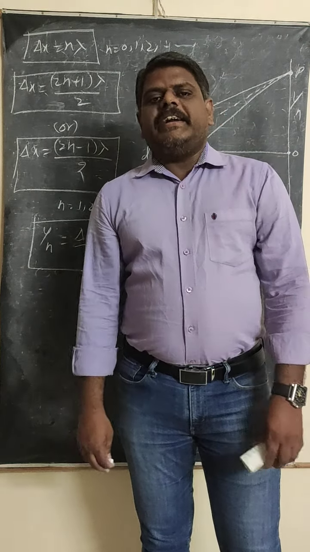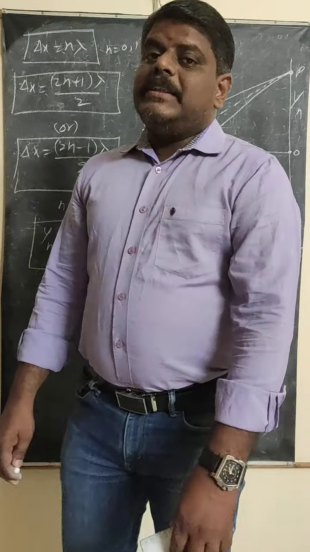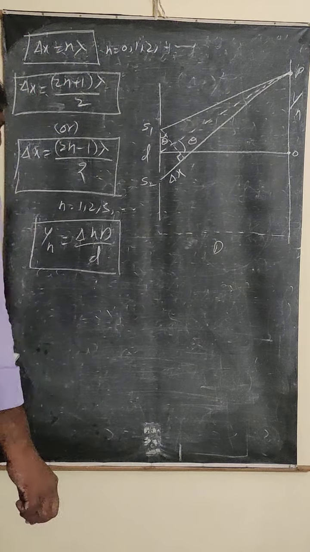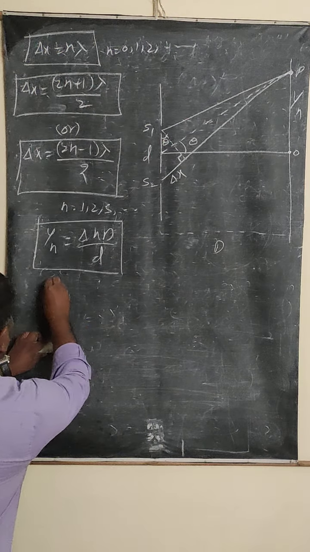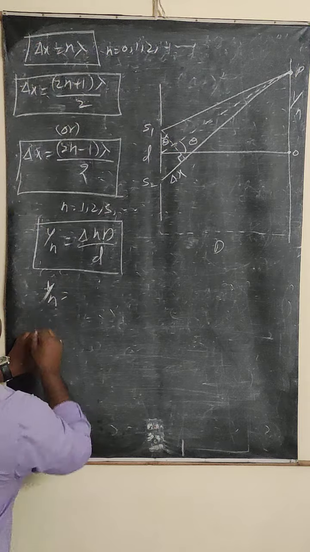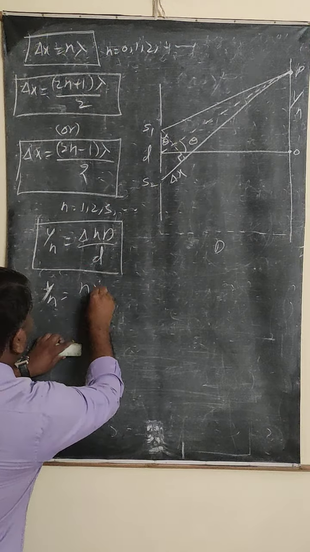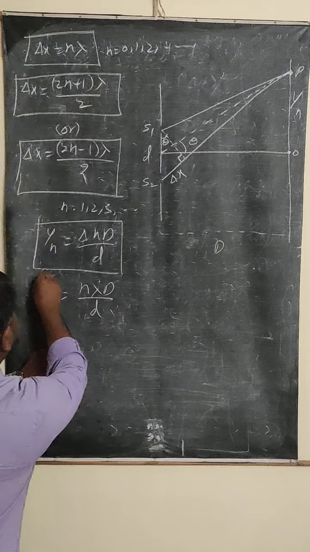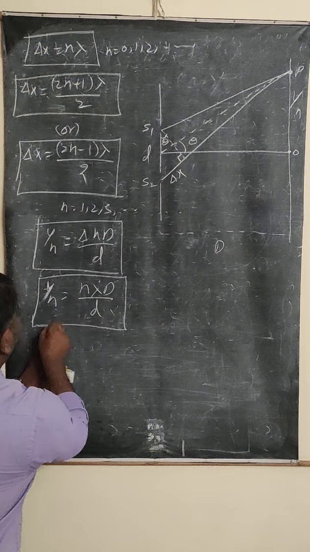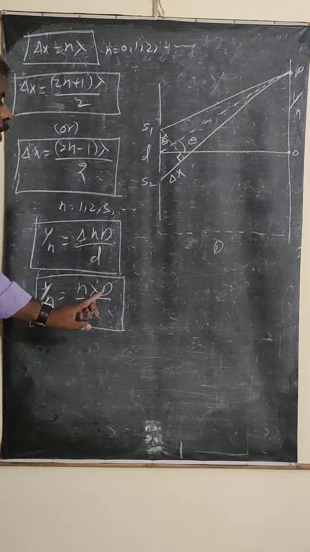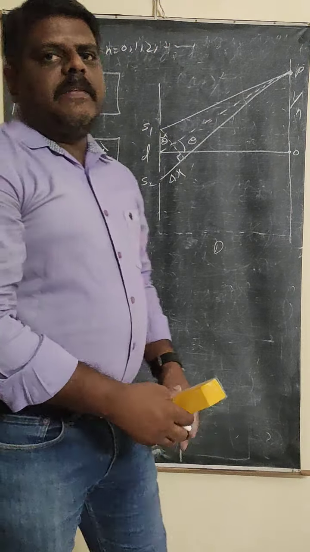Now we have to write down the condition for the distance of the nth bright band. If I write the distance of the nth bright band, yn, then in place of Δx, what can you write? nλ. So yn equals nλ into capital D by small d. This is the distance of the nth bright band. Try to remember the formulas. The formulas are very important.